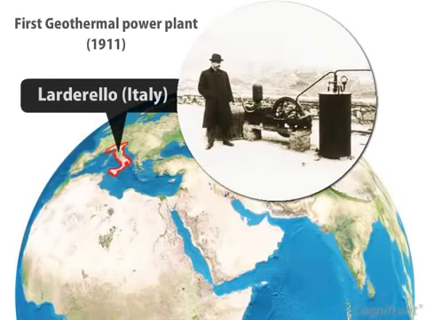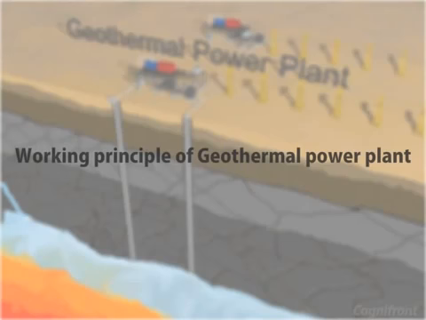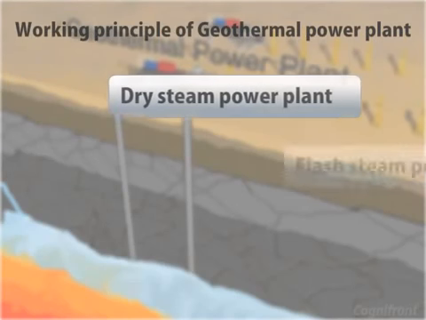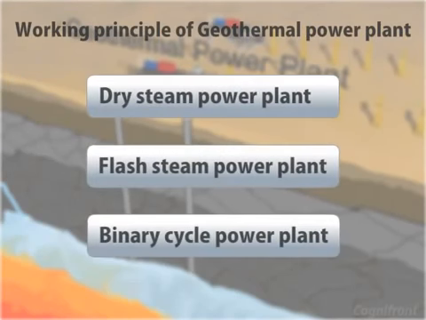History of geothermal power plant. The world's first geothermal power plant was built in the year 1911 in Larderello in Italy. Working principle of a geothermal power plant. There are three types of geothermal power plants. Let us study the working of each.